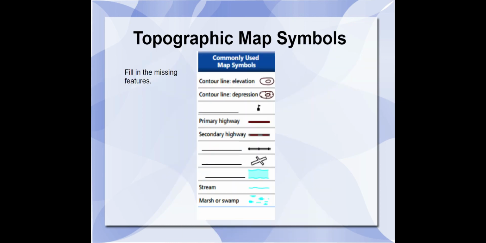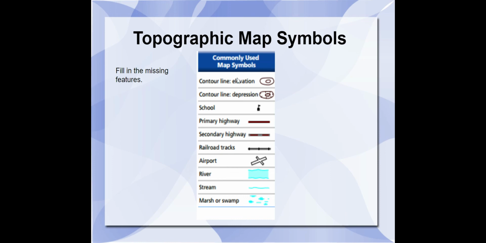Take a look at the symbols that are used on the topographic maps. Please try to figure out what this one would be. This one here, this one, and this one. Go ahead and pause the video. Hopefully you said that this looks like a school. This one looks like railroad tracks. This looks like an airport, and this would be a river.